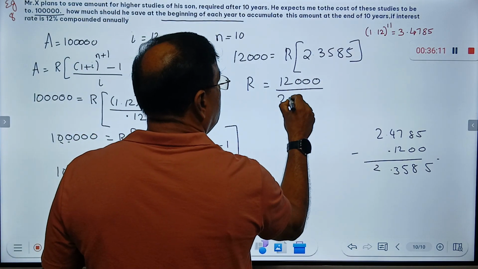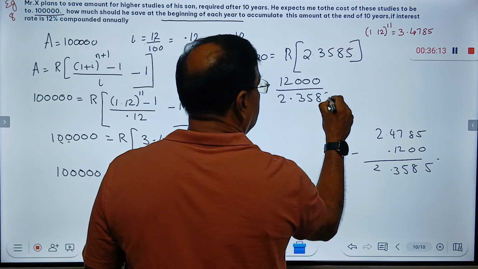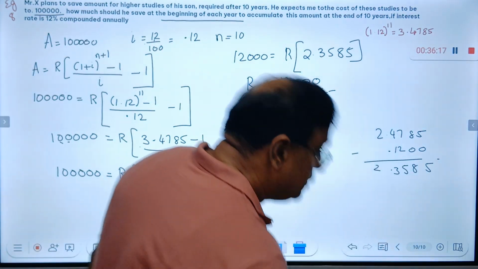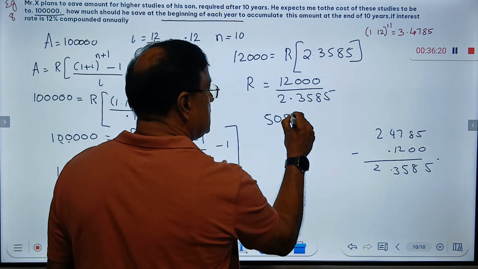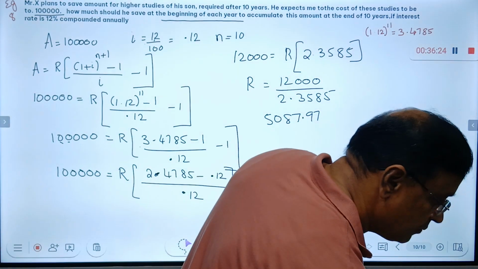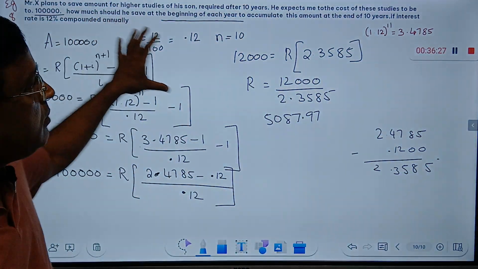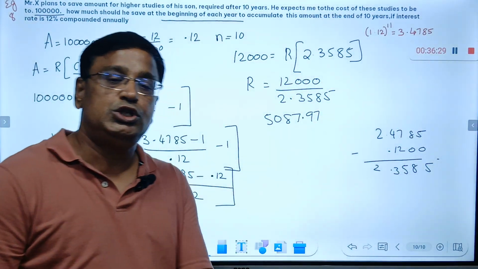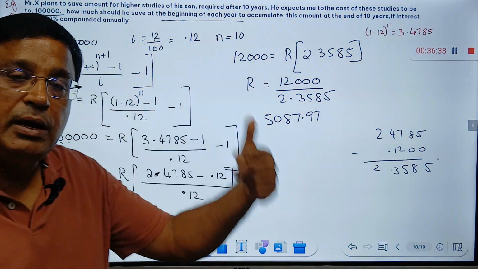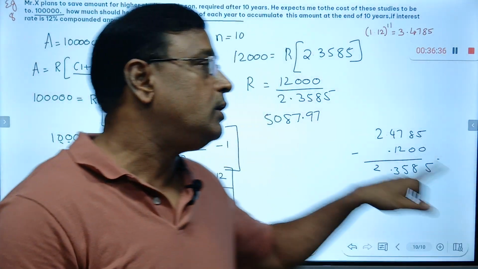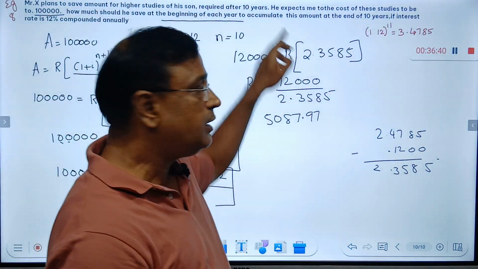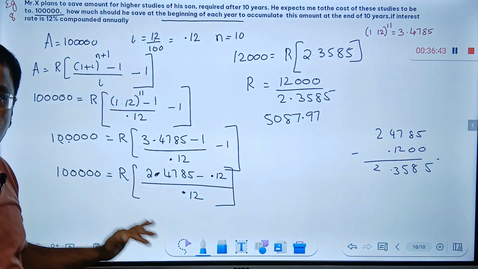So what is R equal to? 12,000 by 2.3585. I think you can use the log. I'm not going to do that. You can complete it. So answer is 5087.97. Okay. So this is the only problem that is given in the handbook which is different from all other problems, where the periodic payment is made at the end. Only this problem is given in the book where the periodic payment is made at the beginning, and I have used the appropriate formula for that.